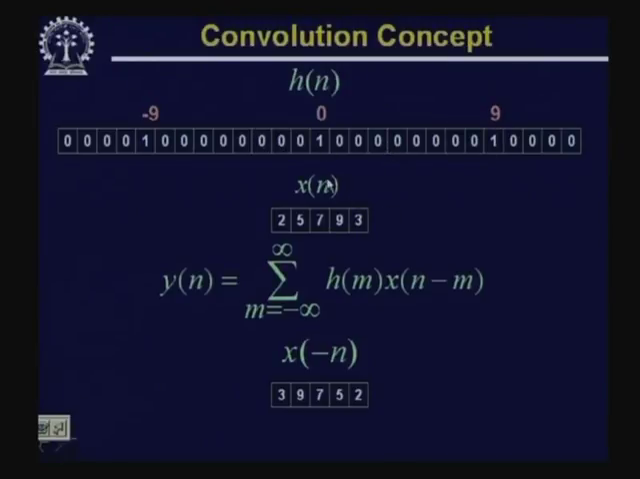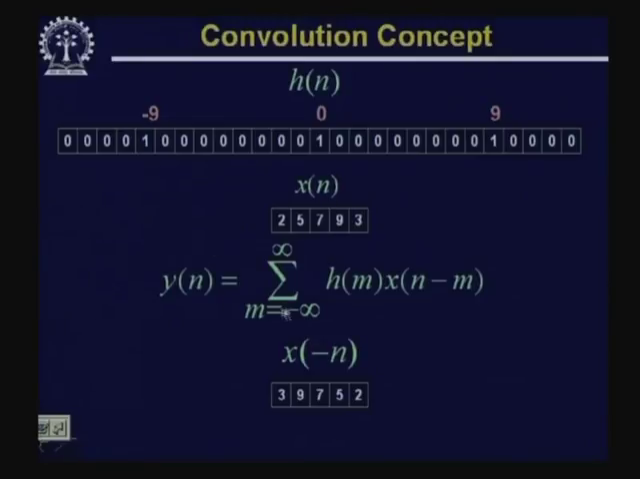And if I assume that my x[n] is of this form, that is at n equal to 0, the value of x[n] is equal to 7, at n equal to minus 1 it is 5, and at n equal to minus 2 it is equal to 2. Similarly, on this side, for n equal to 1, x[1] equals 9 and x[2] equals 3.